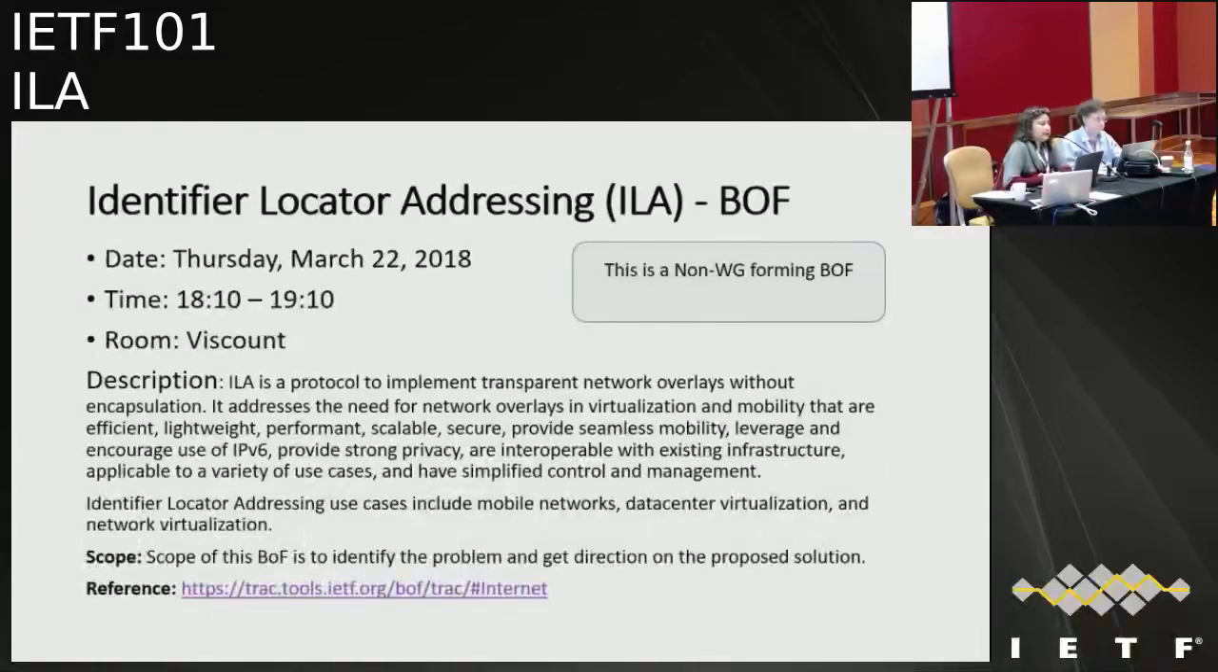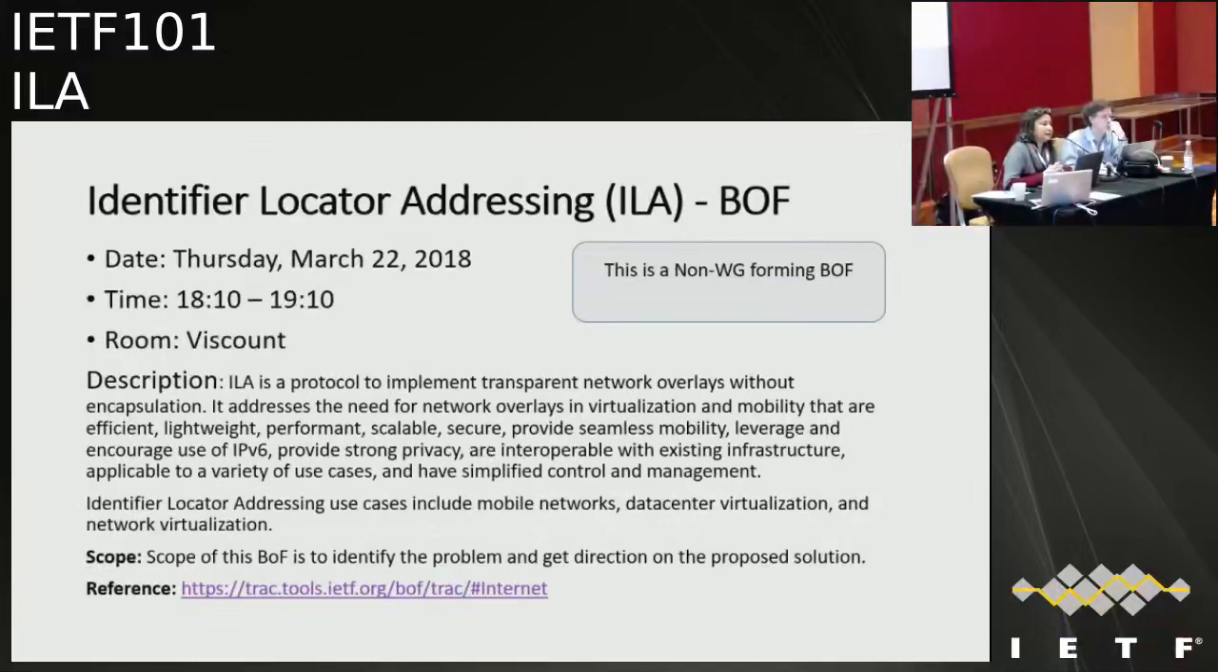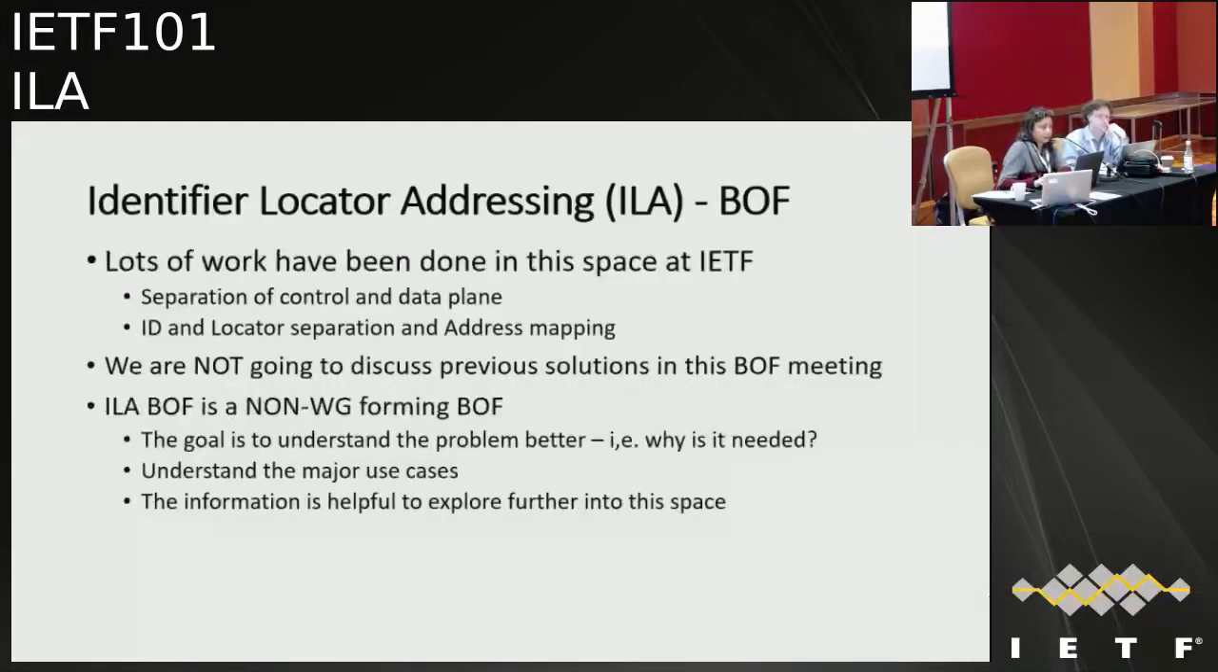So Identifier Locator Addressing ILA BOF. Basically, this is a protocol to implement overlay without encapsulation. Using ILA mapping in the IPv6 address, you can achieve something similar to encapsulation when transporting packets between the nodes. It has some additional benefits: control plane and data plane separation, as well as anchor-free routing in many use cases. That's the premise of this BOF, and the scope of today's session is mostly information exchange, and this is a non-working group forming BOF. So we want to make that clear.